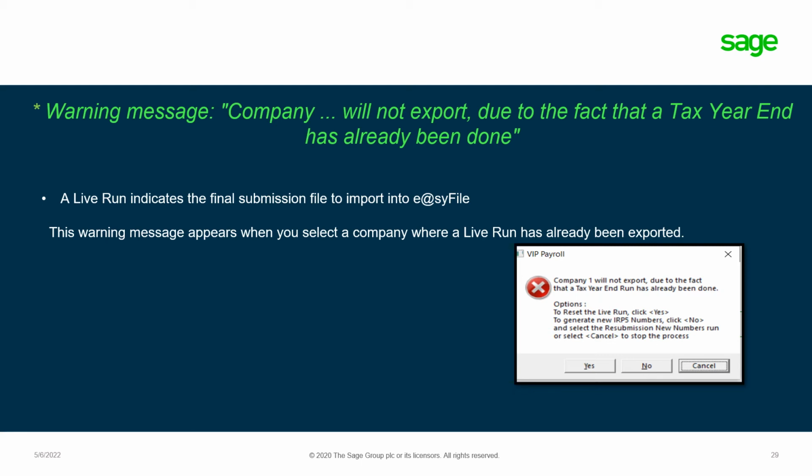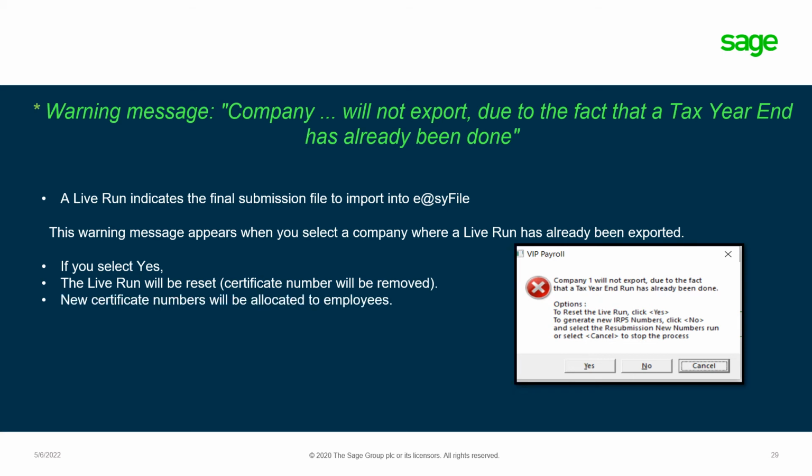You are prompted to select one of the options. To reset the live run, click Yes. The live run will reset. Certificate numbers will be removed. New certificate numbers will be allocated to the employees. Do not reset a live run if you already submitted your certificates to SARS, because otherwise a resubmission in EasyFile also needs to be done.